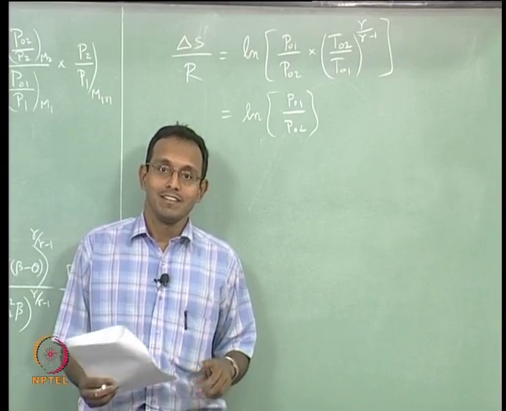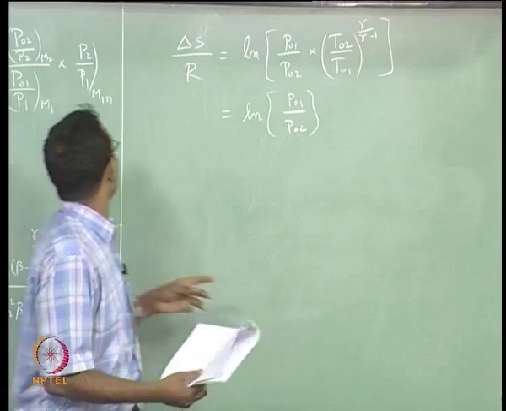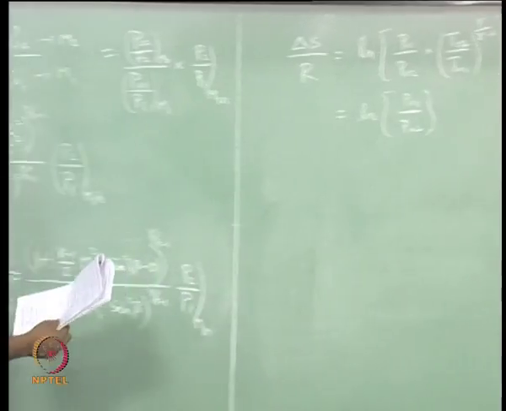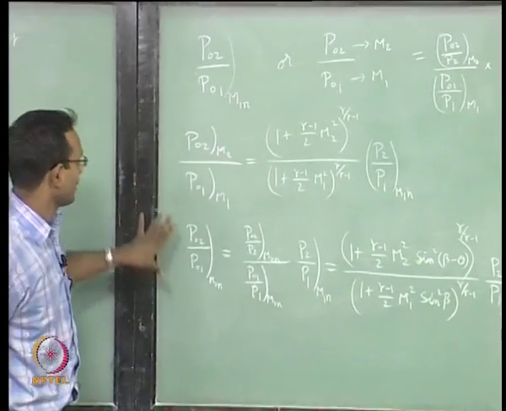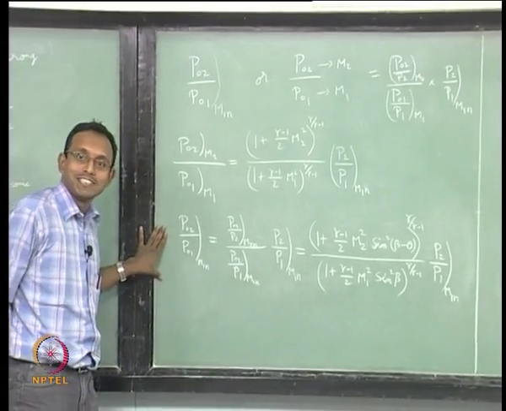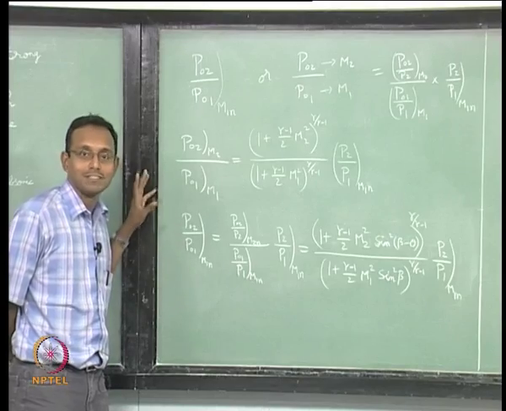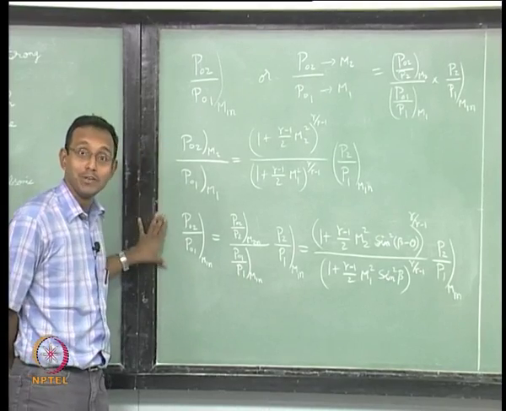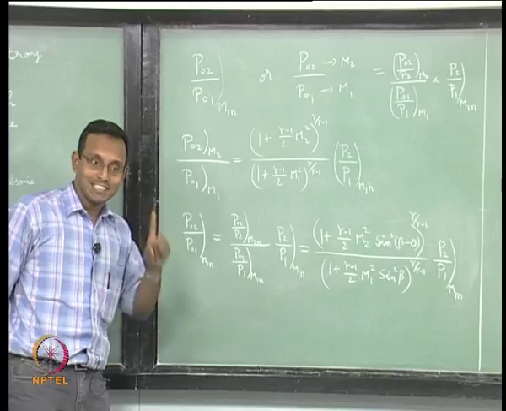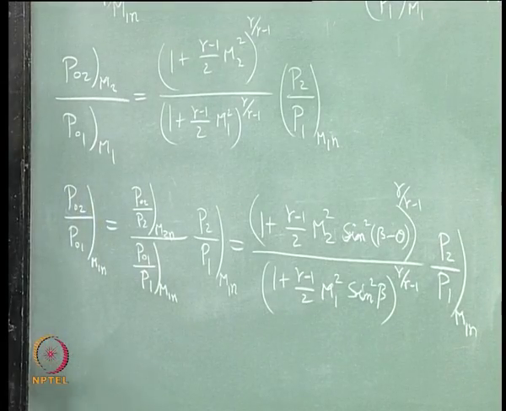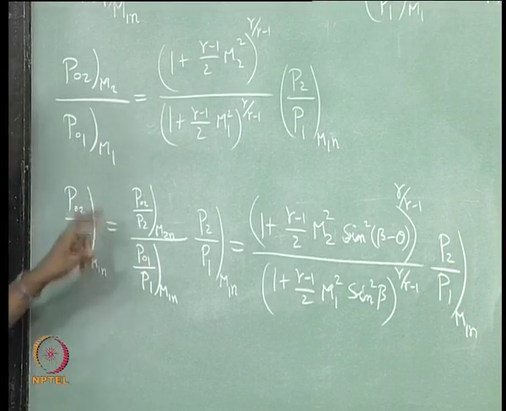That being said, P naught 2 by P naught 1 which we derived here, whichever method I use I should get the same expression. We will go see a numerical example next class. But that happens to be true. That being said, I will still keep the caution that expressions look very different.